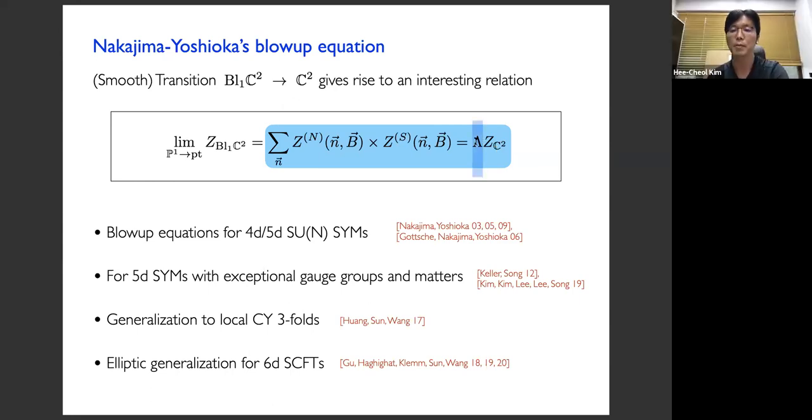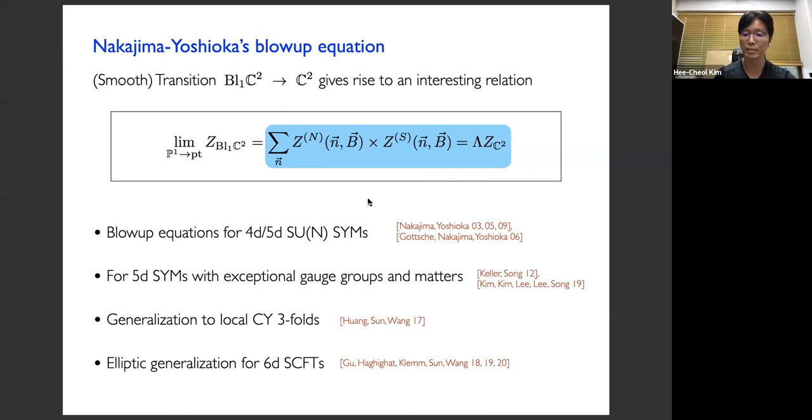So here lambda is a constant. Interestingly, on the left-hand side, we have the magnetic flux dependence, but on the right side, we don't have magnetic flux. So it tells us that for a given theory, we can have different choices of magnetic fluxes. So we can have multiple blowup equations, which should be satisfied by the same C2 partition functions. It turns out that this blowup equation can be solved. You can expand both sides in terms of the electric charges, solve order by order in the expansion, and bootstrap the BPS spectrum.